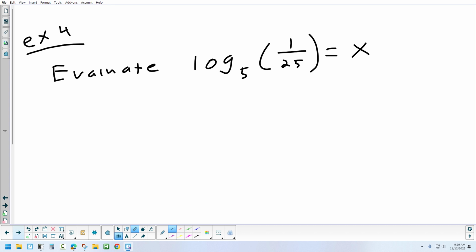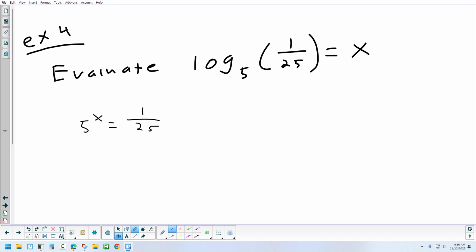Yeah. Maybe we can first change it to exponential. Yeah, let's change it to exponential. Can you change that to exponential for me? So it'll be 5 to the power of x equals 1/25. Yep. 5 to the power of x equals 1/25. So what would x be?